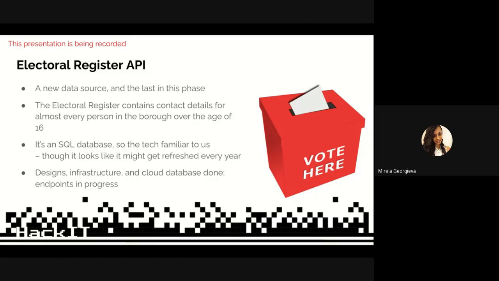Another data source that we are looking into is the Electoral Register one, and it's actually going to be the last new data source for this phase of the project. We wanted to tackle this data source as it contains information about every person in the borough over the age of 16, and we could use it in our higher level resident information API. So when we search for someone, if they are resident in Hackney, even if they don't exist in our housing or social care system, we'd still get a match.